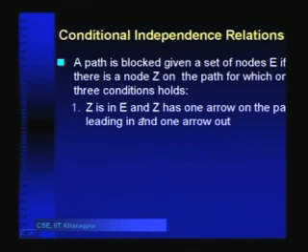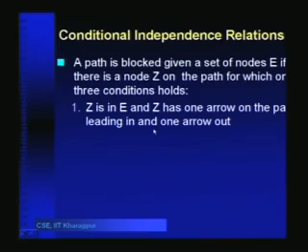Z is in E and Z has one arrow on the path leading in and one arrow out. We are going to come back to this. I will first give some examples, then it will be easier to understand this. Just keep in mind that a path is blocked given a set of nodes E if there is a node Z on the path for which one of the three conditions holds. That is, the node Z is in E and Z has one arrow on the path leading in and one arrow out.